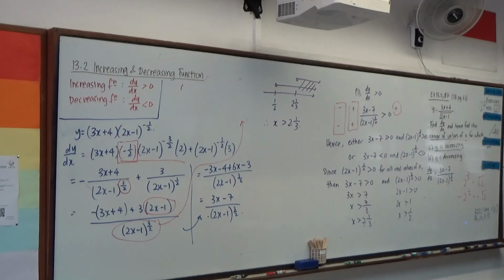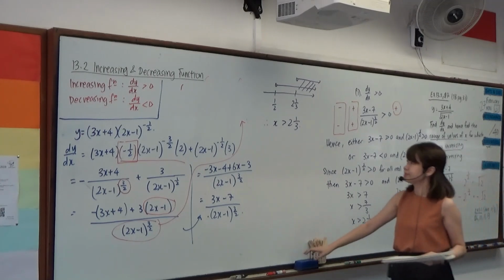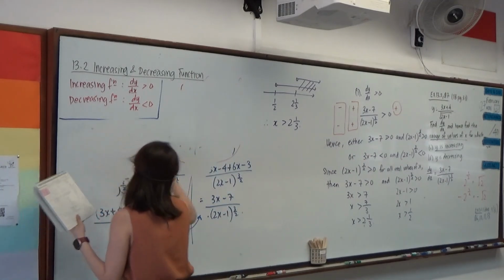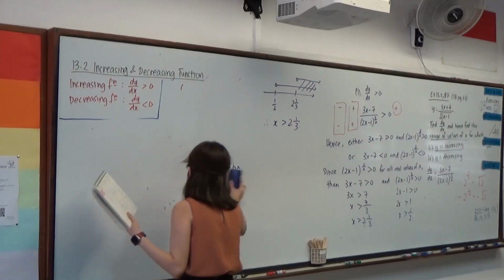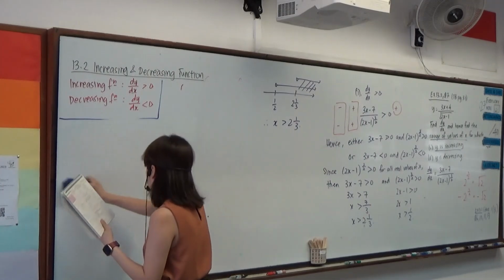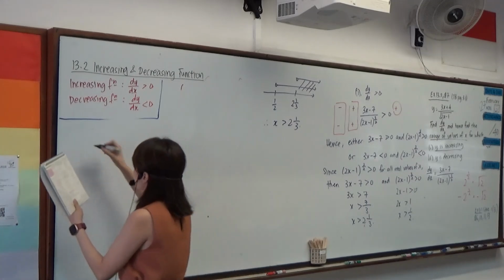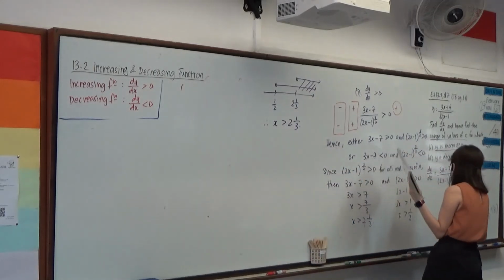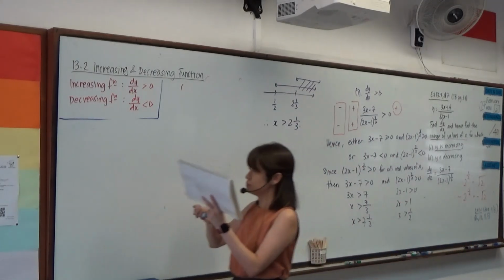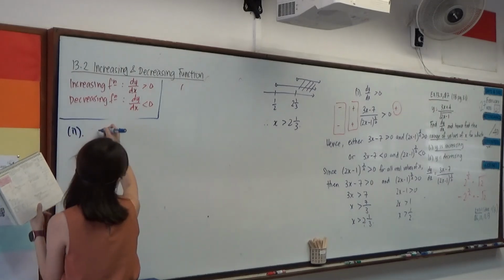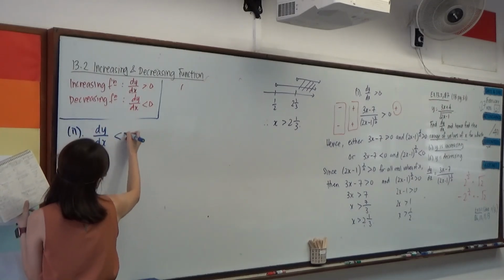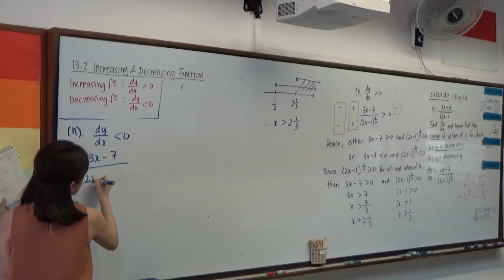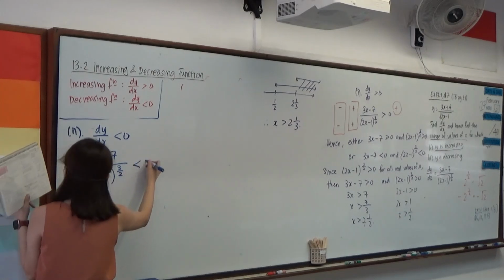Then let's finish up part 2. Part 2 we want to do for increasing. So the same thing applies: 3x minus 7 over 2x minus 1 to the power 3 over 2, less than 0.